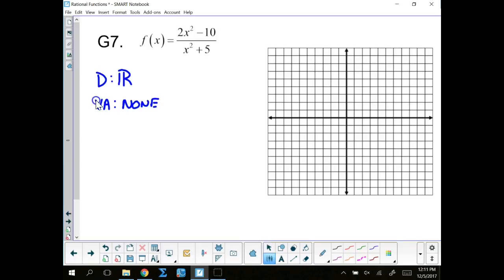Horizontal asymptote. Degree on top is 2. Degree on the bottom is 2. Okay, so they're the same, so that means they look at the coefficients. Numerator coefficient is 2. Denominator coefficient is 1. 2 divided by 1 is 2. So y equals 2 is my horizontal asymptote.